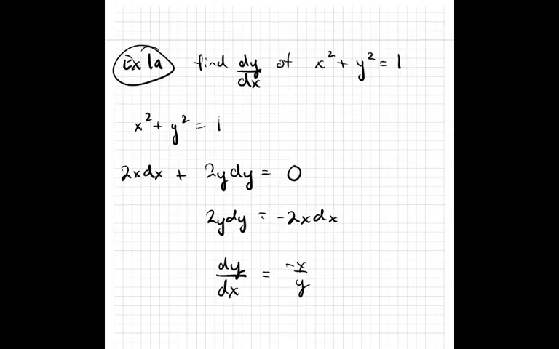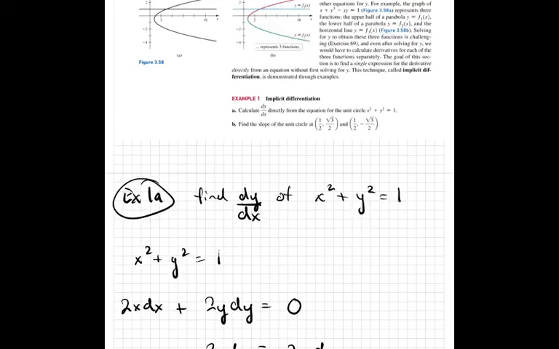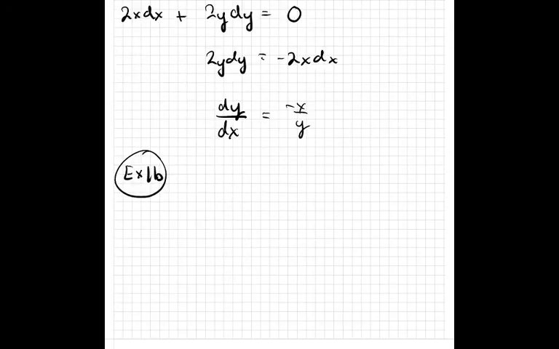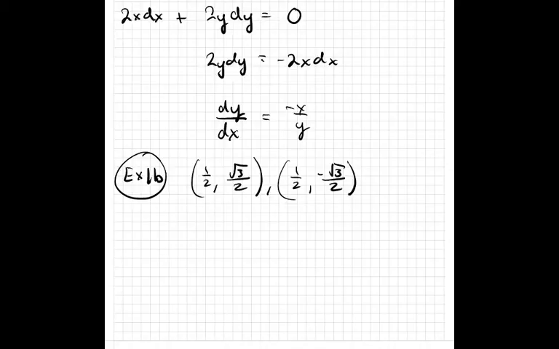So example 1B: find the slope of the tangent line. Find the slope of the unit circle at 1/2 comma root 3 by 2, and we want to do 1/2 comma negative root 3 by 2. Okay. Let's add a page and keep going.